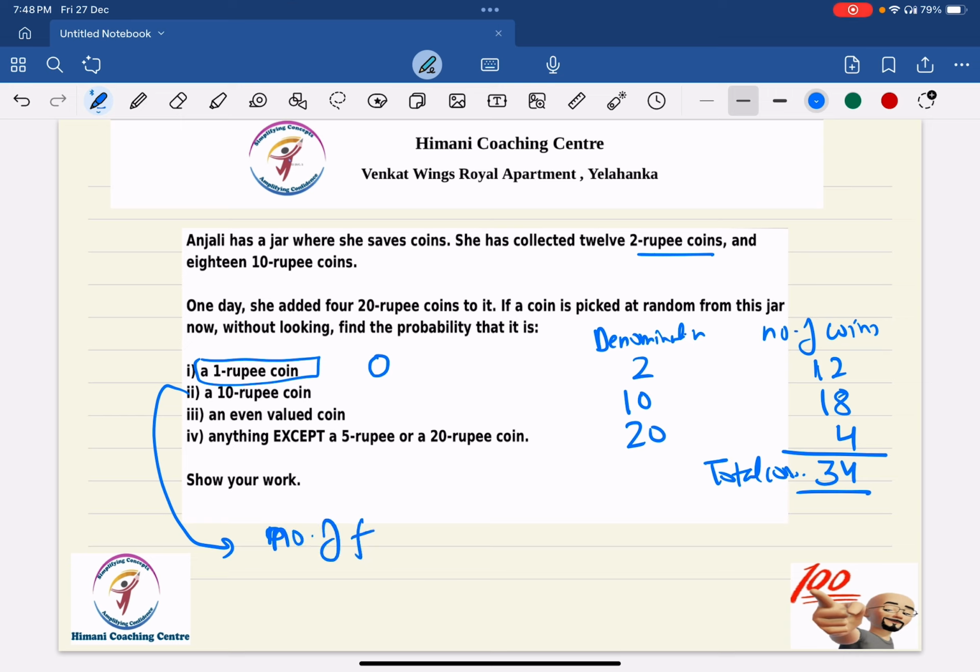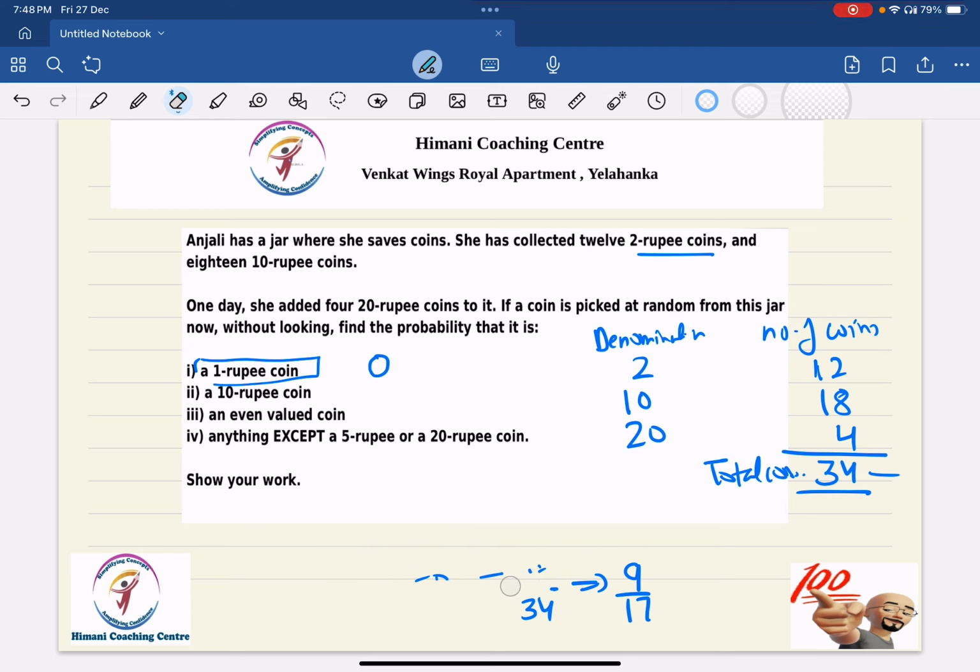Now that it is a 10 rupee coin, so you will say number of favorable outcomes. How many 10 rupee coins are there? Number of favorable outcomes, which is now 10 rupee coins, is 18. And the total number of outcomes is 34. So the probability that she gets a 10 rupee coin is 18 by 34. Okay. This is what they mean when they say show your work. So now we can just divide it by 2 and get the answer as 9 by 17.